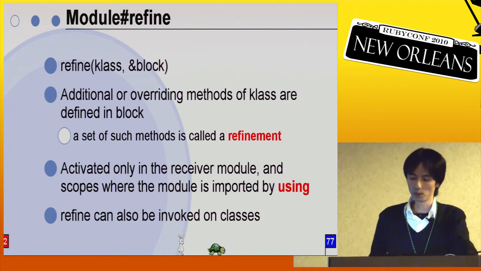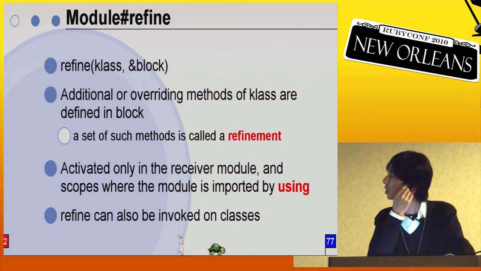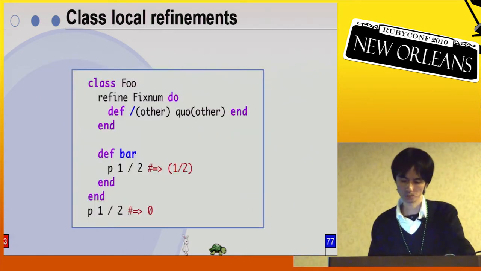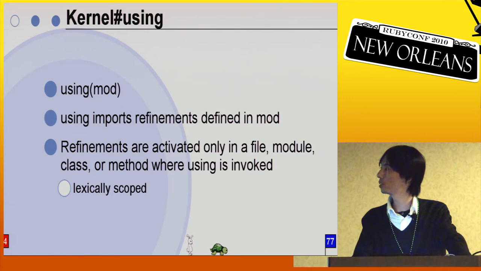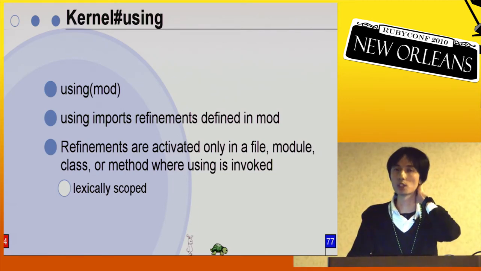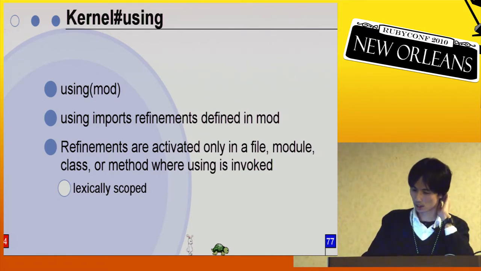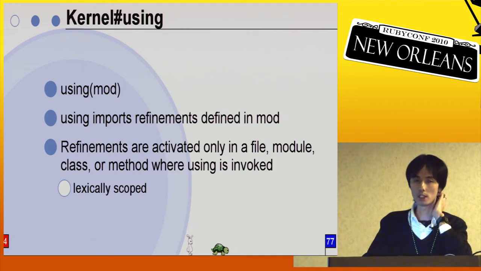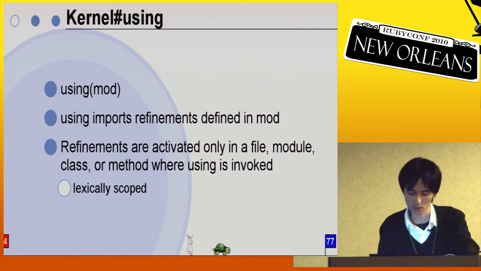Define can also be invoked on classes. So you can write like this. And I added Kernel#using. Using takes one argument, and using imports refinements in that argument. Refinements are activated only in the file, module, class, or method where using is invoked. It is basically lexical scope.